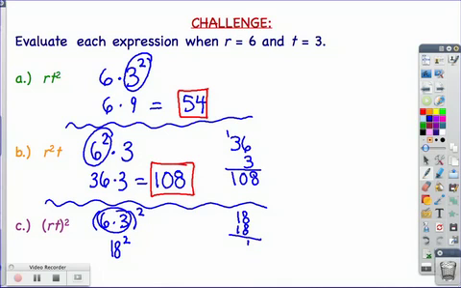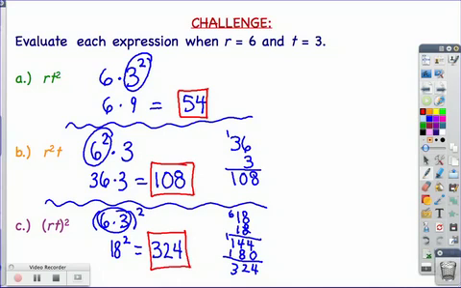Evaluating formulas. Don't let the words distract you. A neighborhood association turned a vacant lot into a park. The park is shaped like a trapezoid. Use the formula A equals h times the quantity of b sub 1 plus b sub 2, divided by 2, to find the area of the lot.